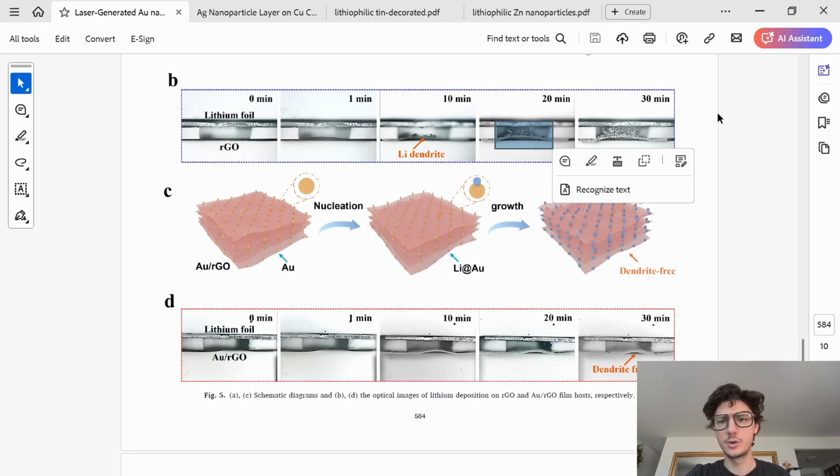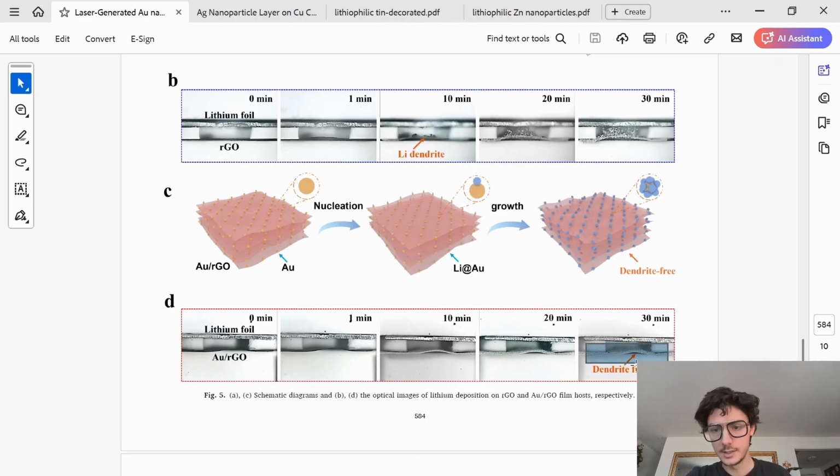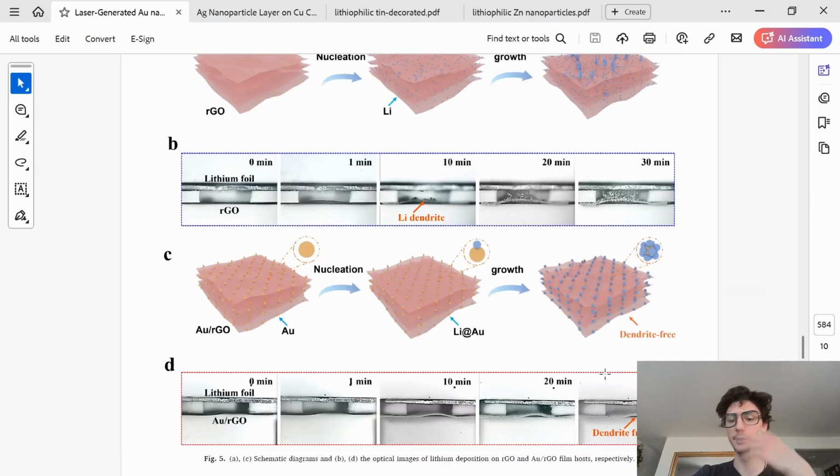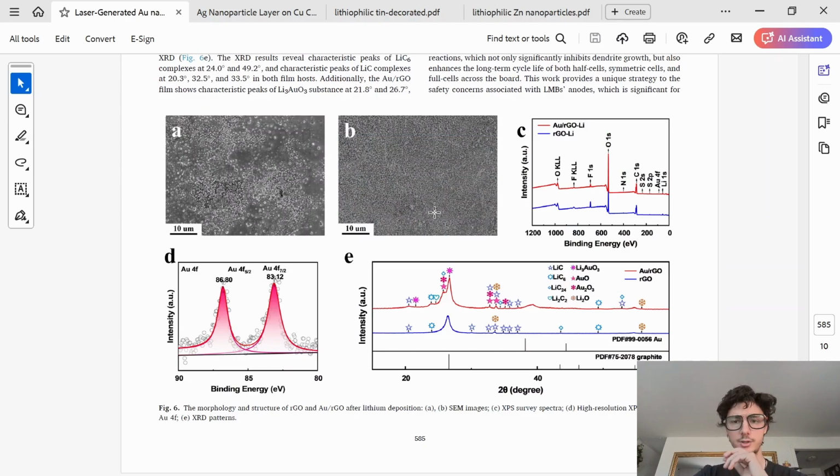0 minutes, 1 minute, 10 minutes, 20 minutes, 30 minutes. At 30 minutes, you have these little spikes over here, which are not good. They actually tell you these are the lithium dendrites right here. And over here, you don't see anything forming, dendrite free. So it actually looks like what they are saying is happening is actually happening. Very cool. And then the conclusion. Let's see how big the conclusion is. Look at some more figures over here. Morphology and structure of reduced graphene oxide here and silver on reduced graphene oxide here after lithium deposition.